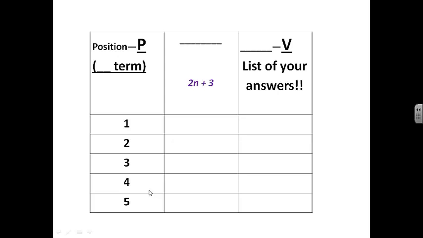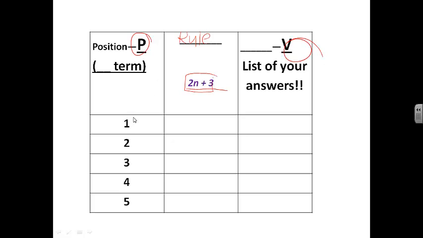Now you set up a position value chart. This is what your position value chart will look like every single time. The reason I put this in purple is because this is what we're going to be replacing. Let's fill in our rule. Every time you see a sequence it has a rule. This right here is going to change every single time. That is why it's in a different color. But our position value charts, before we even put our rule in, are going to look like this. It's called a PV chart.